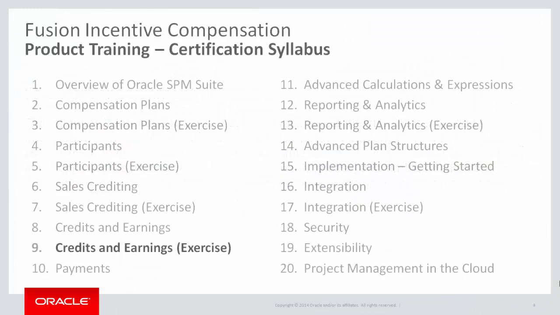In the last lecture, we talked about the different transaction objects. We talked about the base transaction, the credit transaction, the earning transaction, and the payment transaction. So in this lab, we're going to log into the user interface and create a new transaction from scratch. We're then going to submit it for crediting, which is then going to yield a credited transaction, and then we're going to submit it for calculation against the compensation plan that we built earlier, and then that's going to yield us an earning transaction.